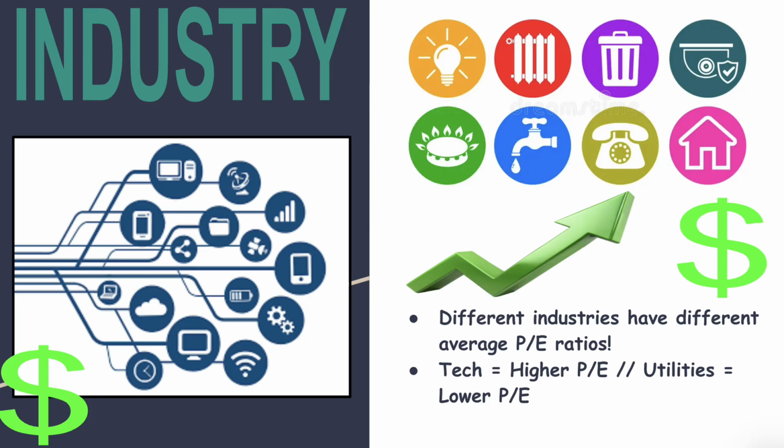So, when using the PE ratio, always compare it to the industry average and the company's historical PE ratio. If a stock's PE ratio is significantly lower than its peers, it might be undervalued. To show you what I mean, let's compare the PE ratios of three major tech companies.